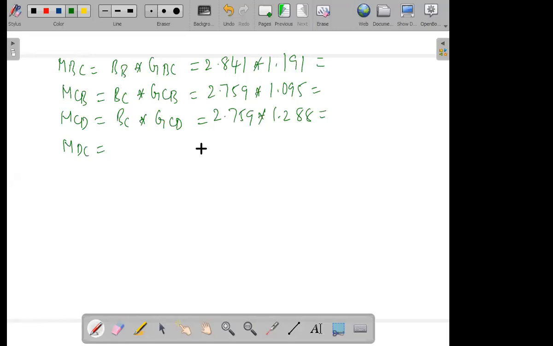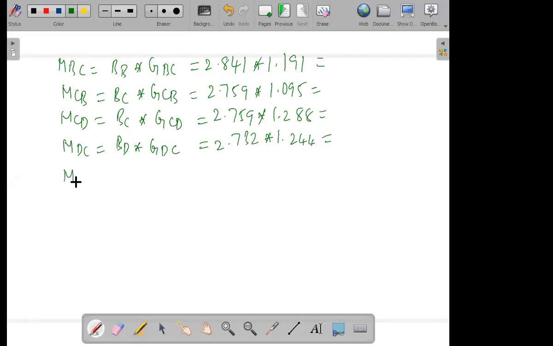MDC is equal to BD into GDC. So BD is 2.732 into 1.244.